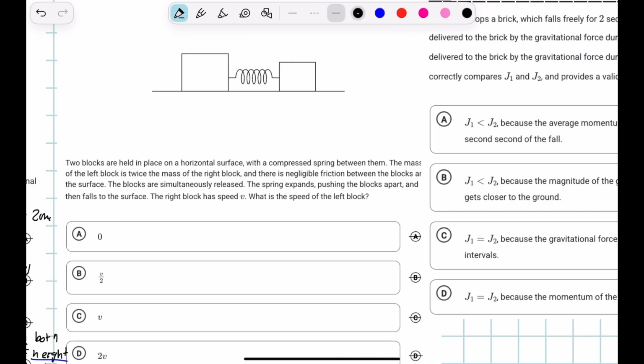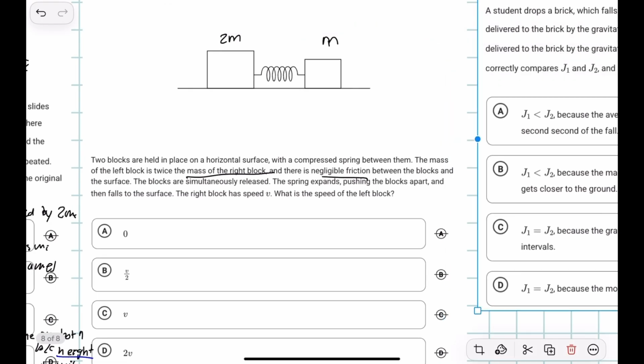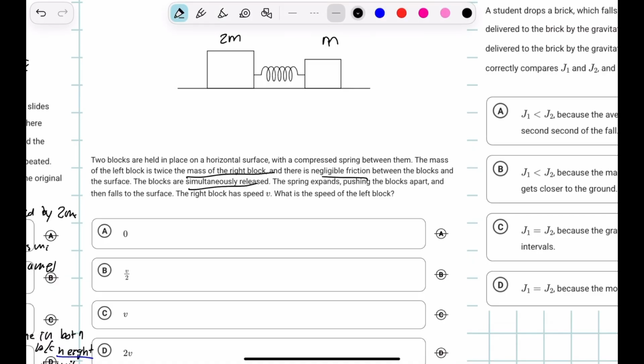Two blocks are held in place on a horizontal surface with a compressed spring between them. The mass of the left block is twice the mass of the right block, and there's negligible friction between the blocks and the surface. Both of the blocks are simultaneously released, and the spring expands, pushing the blocks apart, and then it falls to the surface. The right block has a speed of v, and we want to find the speed of the left block. So I'm going to call this 1, 2.